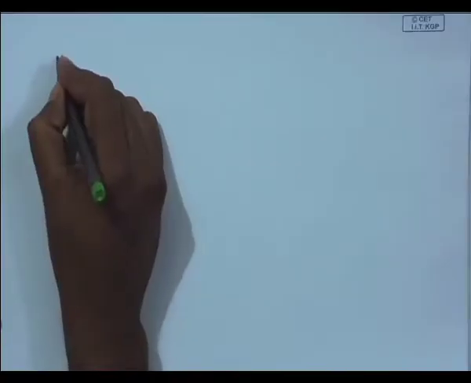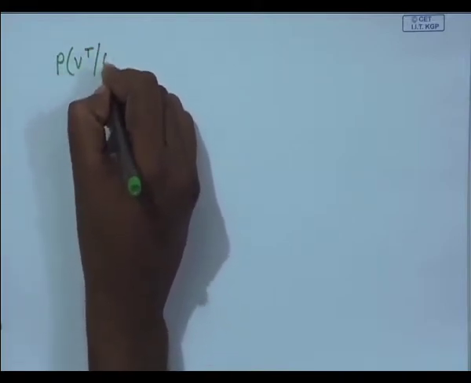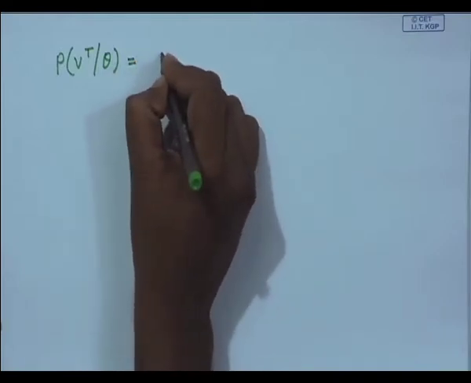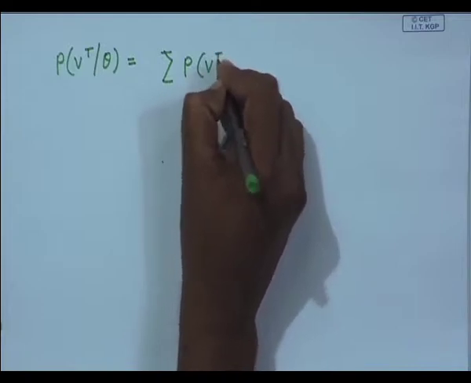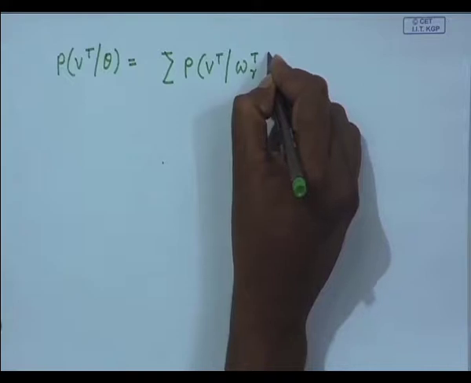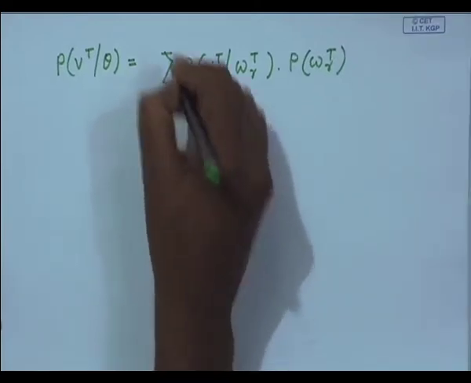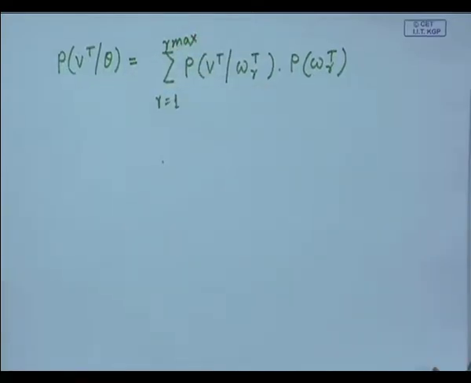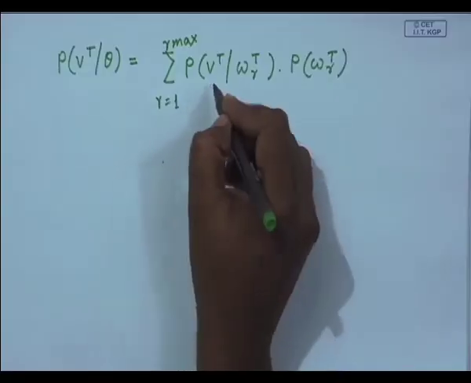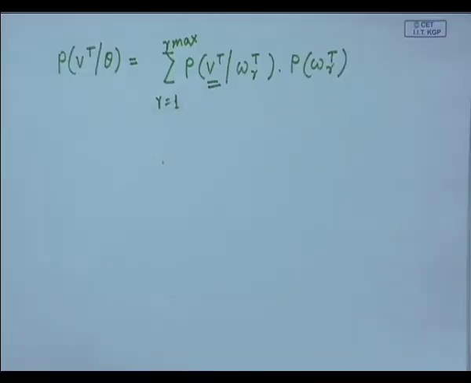And we have seen how to estimate this probability, which is p V t given theta, and we have estimated this as the sum of p V t given omega r t into p omega r t, where r will vary from 1 to r max, where r max is the total number of possible paths or possible sequences of the hidden states through which the model can make transition while generating this sequence of visible symbols, V t. And we have seen that there are two other major issues.